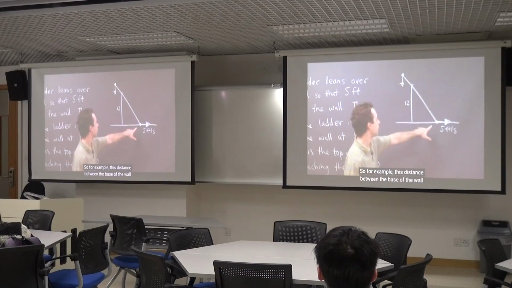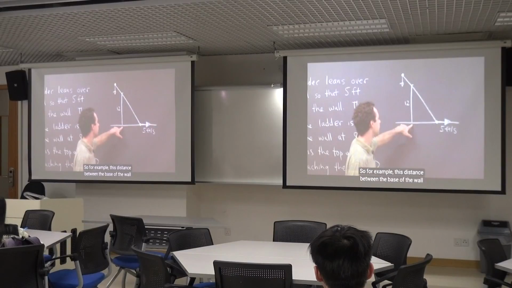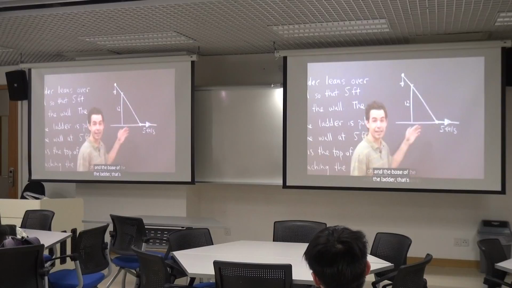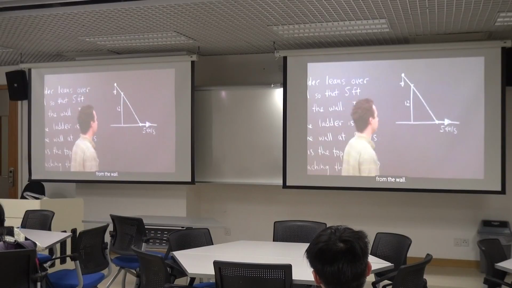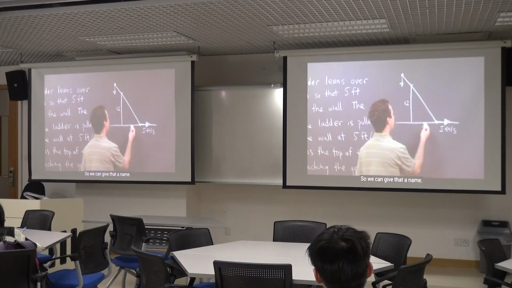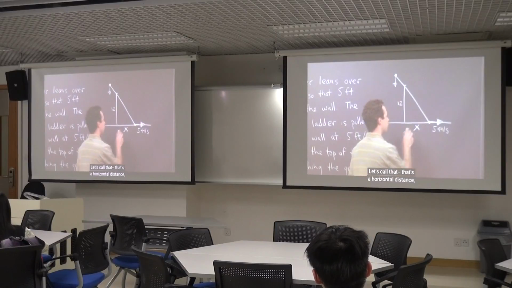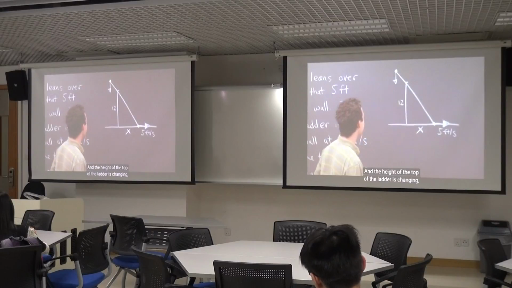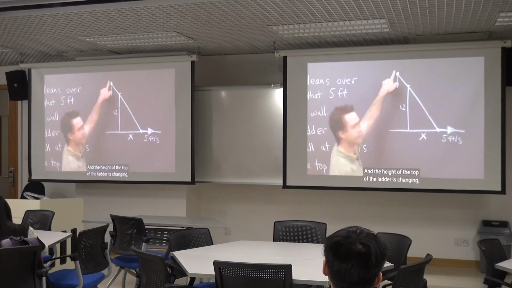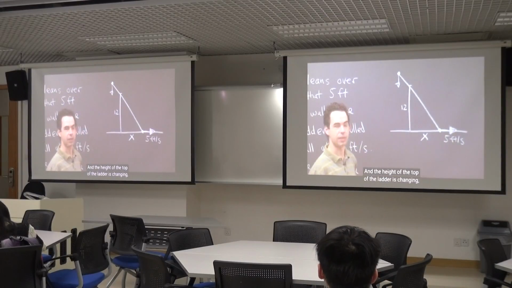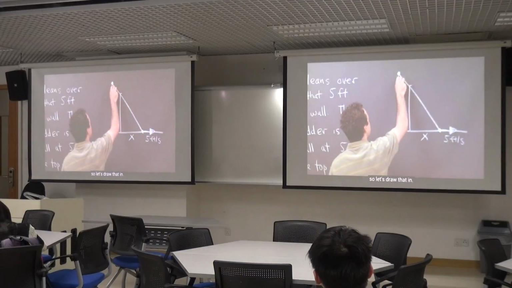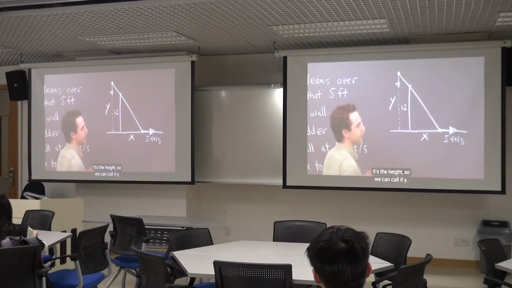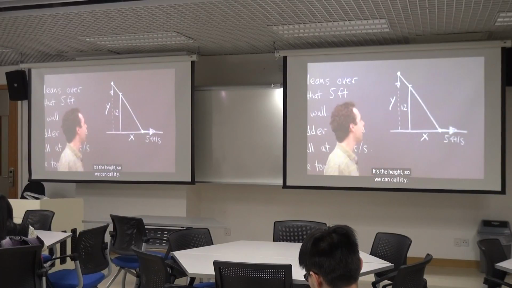So for example, this distance between the base of the wall and the base of the ladder is changing because the ladder is being pulled away from the wall. So we can give that a name. Let's call that horizontal distance x, say. And the height of the top of the ladder is changing. So let's draw that in. That's what we're interested in. It's the height, so we can call it y.